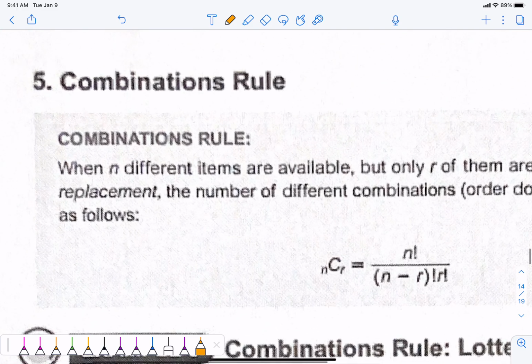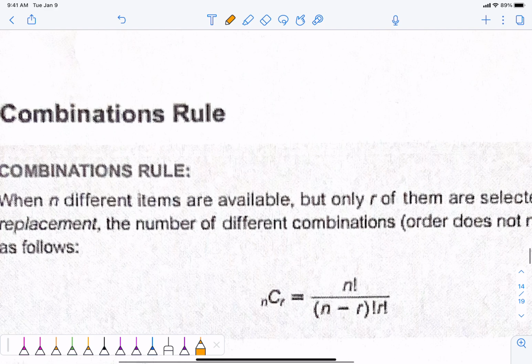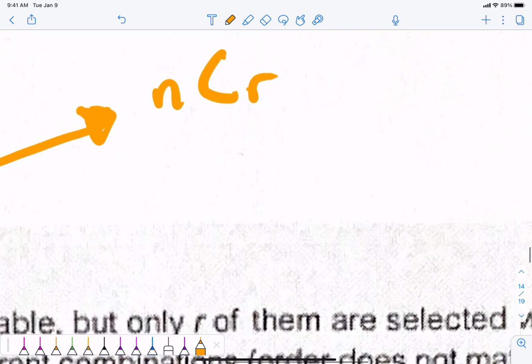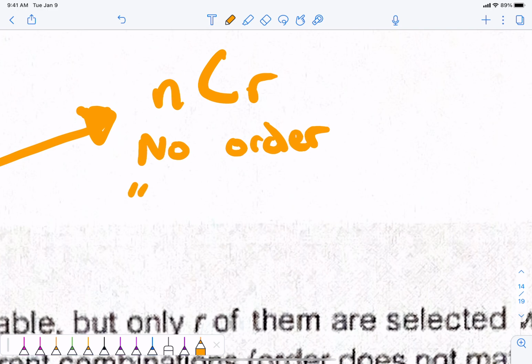Go to the back side. Combination. What are some things that we know about combination? It has a C. This is nCr. What's true about C's versus P's? It doesn't matter the order. No order. I wanted that. Combination. What's the word that we remember with combination?